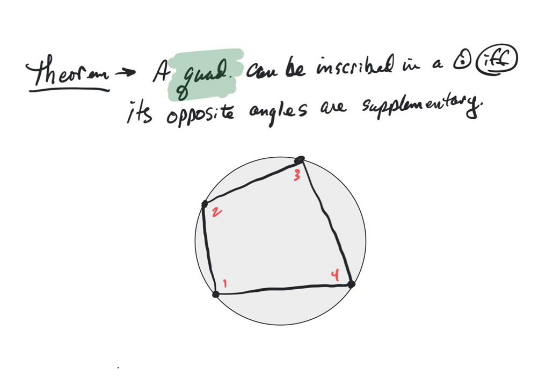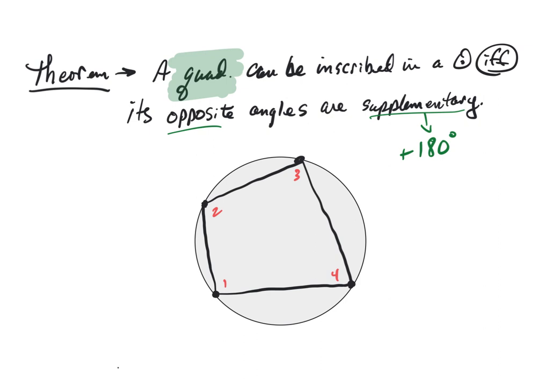So a quadrilateral can be inscribed in a circle if and only if its opposite angles are supplementary. Okay, so quadrilateral, four-sided shape, can be drawn inside of a circle, inscribed in a circle, if and only if opposite angles are supplementary. So we've been using this word almost the entire year. Supplementary means add up to 180 degrees. We know what opposite means.